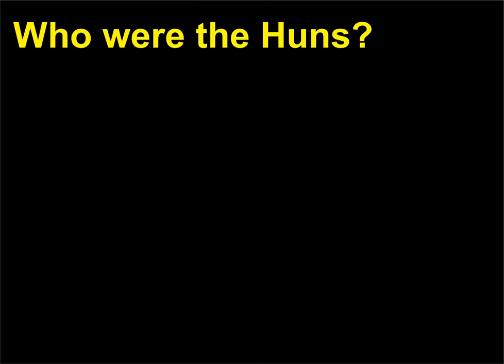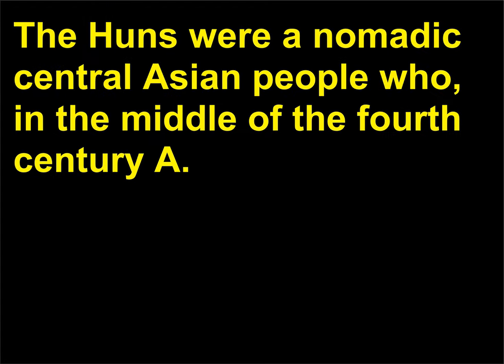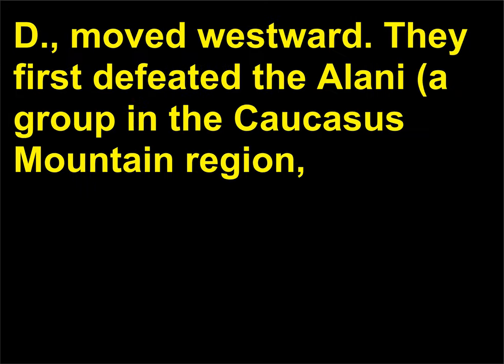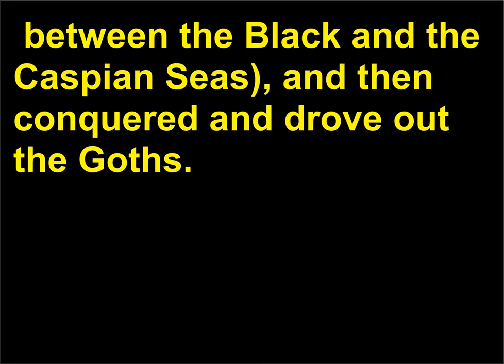Who were the Huns? The Huns were a nomadic Central Asian people who, in the middle of the 4th century AD, moved westward. They first defeated the Alani, a group in the Caucasus mountain region between the Black and the Caspian Seas, and then conquered and drove out the Goths.